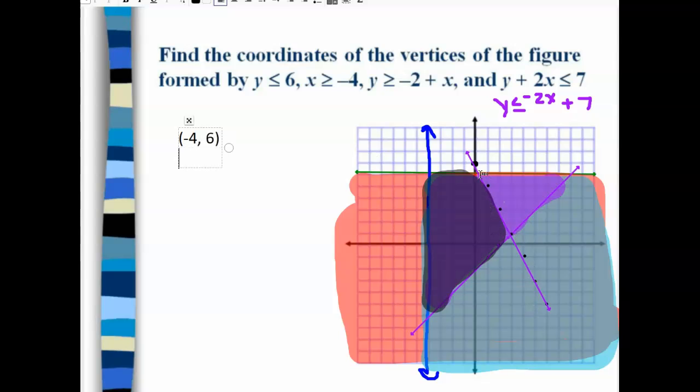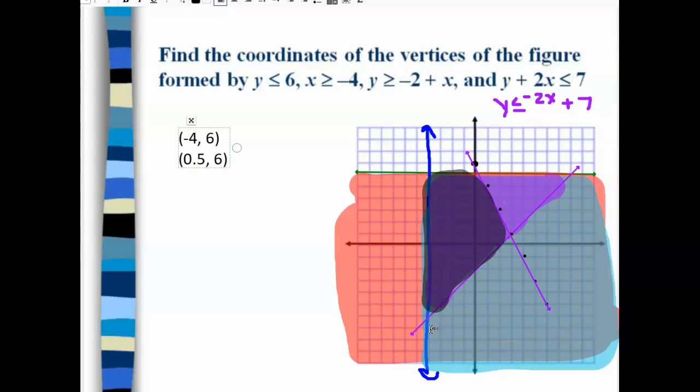We have another coordinate here where the black, or the y less than or equal to negative 2x plus 7, intersects the y less than or equal to 6. So that coordinate appears to be at 0.5, comma, and again, the y value is 6. You could check that by plugging in 0.5 to the purple equation to see what it is. So negative 2 times a half is negative 1. Negative 1 plus 7 is 6, so we know we got that right.